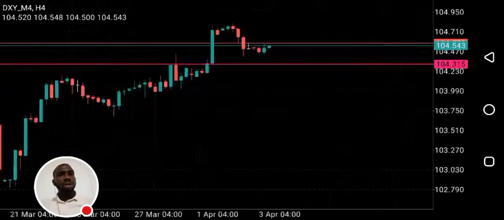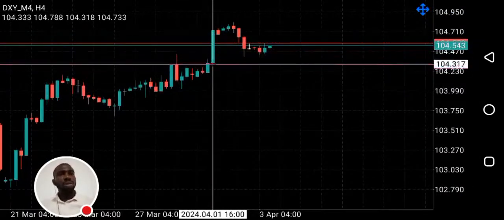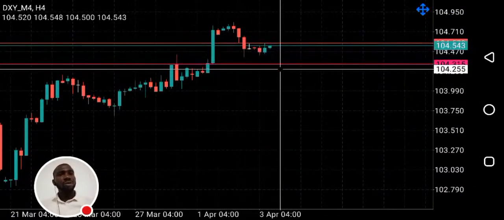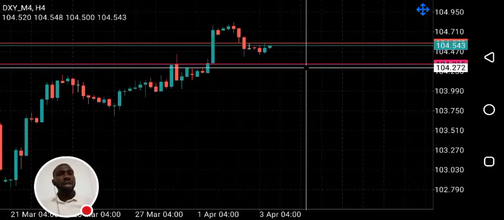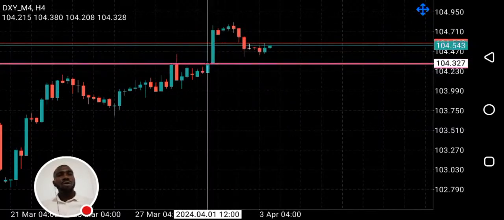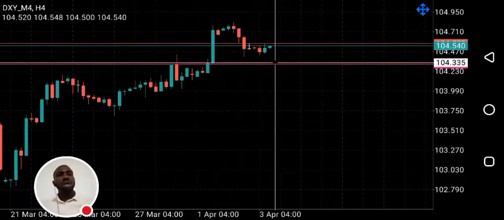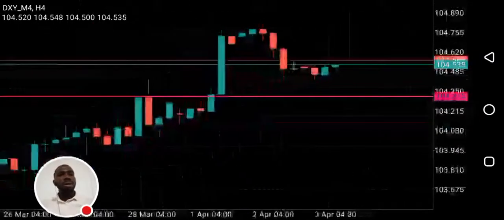We'll go bearish on DXY when the low of this bullish candle is broken. If a candle closes below the low of this candle, then we can go bearish on DXY, and we can tell that the US dollar is weak. But right now, the market is still trading above the low of this bullish candle, so DXY is still bullish.